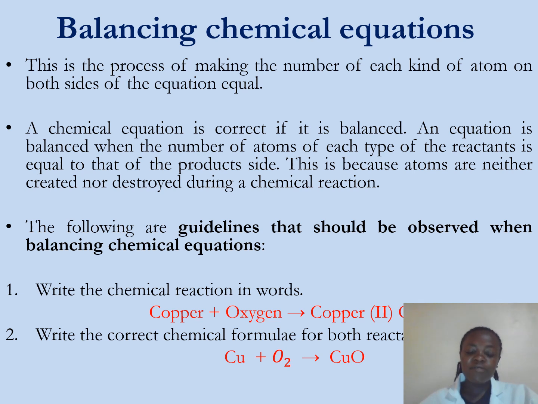So where we have copper, we know the chemical symbol of copper is Cu, that of oxygen is O, and it is forming a product known as copper 2 oxide. So this is how copper 2 oxide is written, but then this reaction, remember, it is not balanced. You can see we have 2 oxygen atoms on this side and 1 on this side.